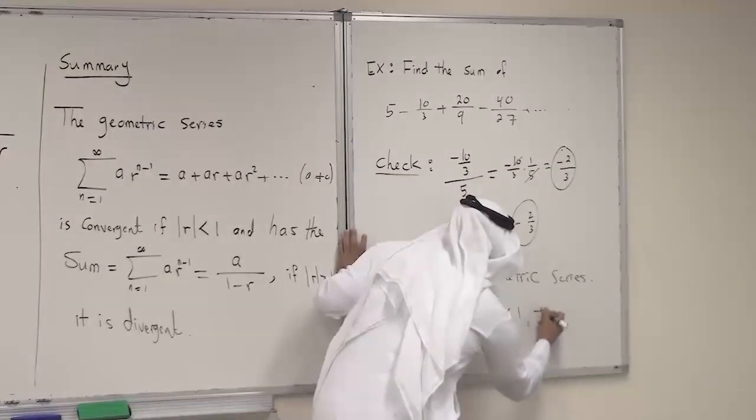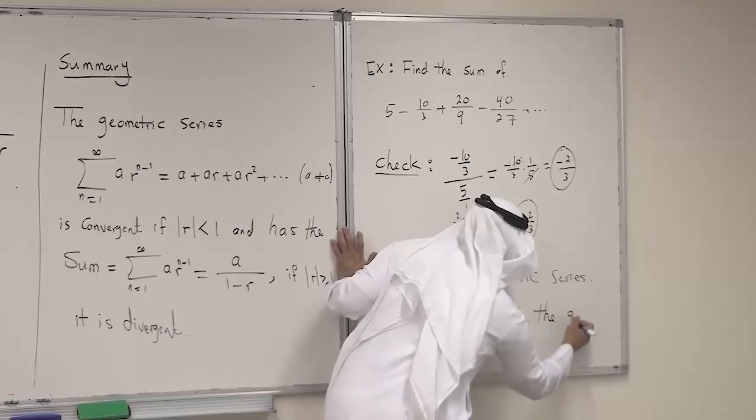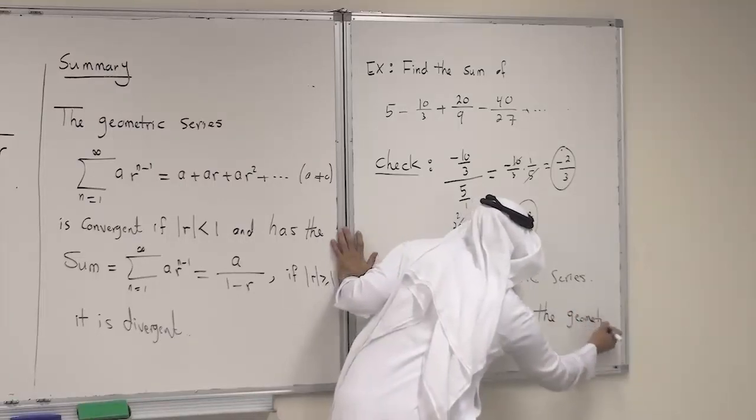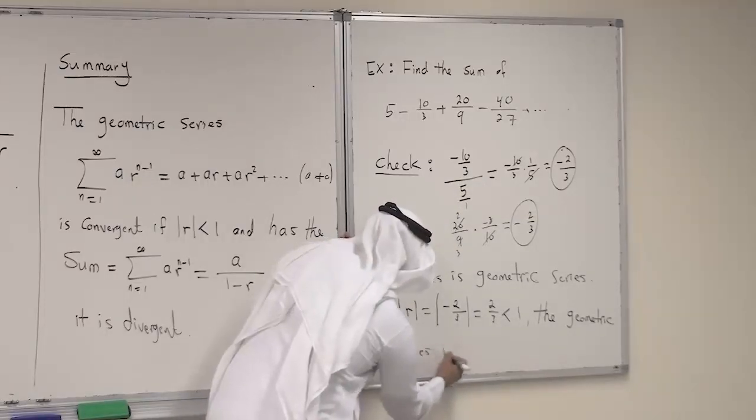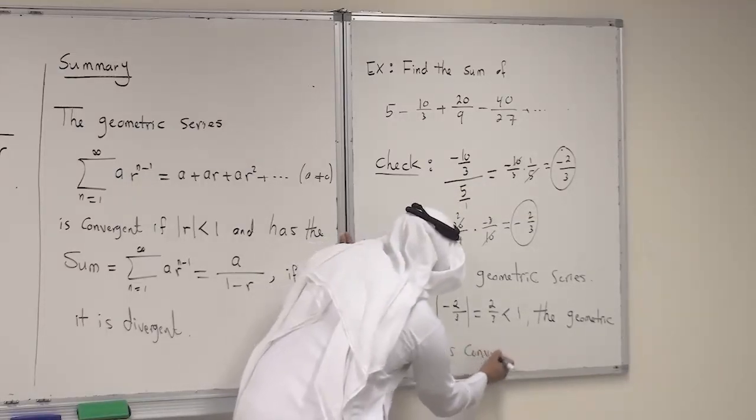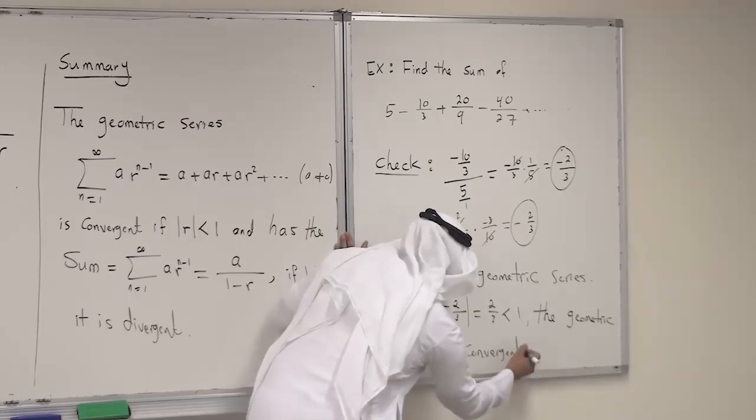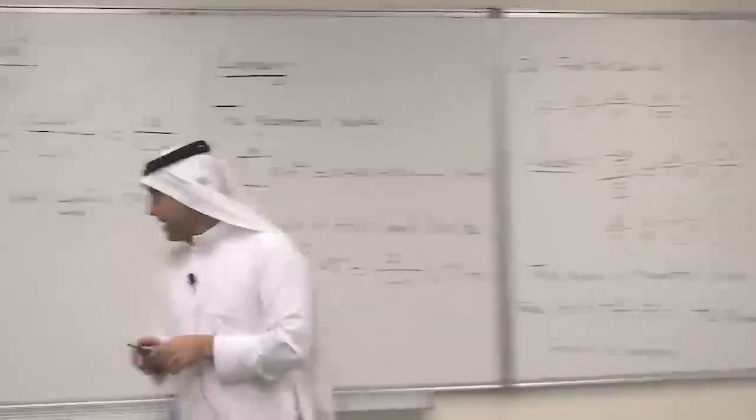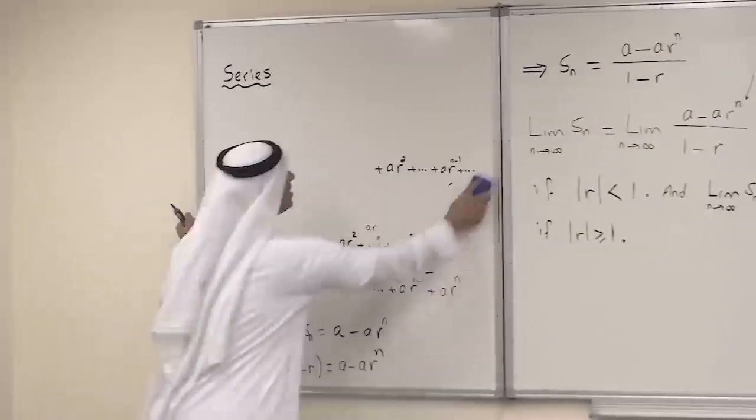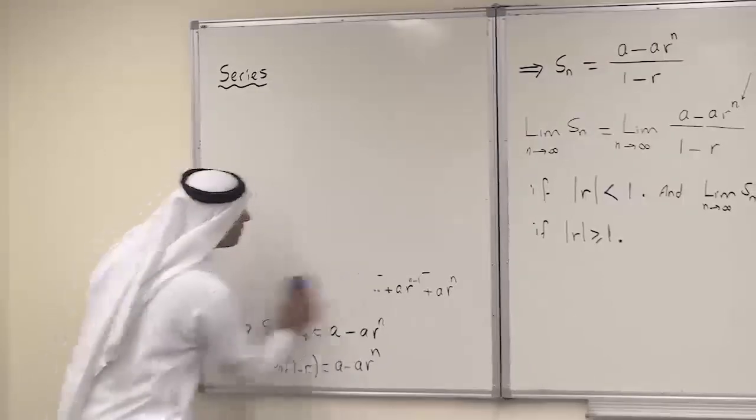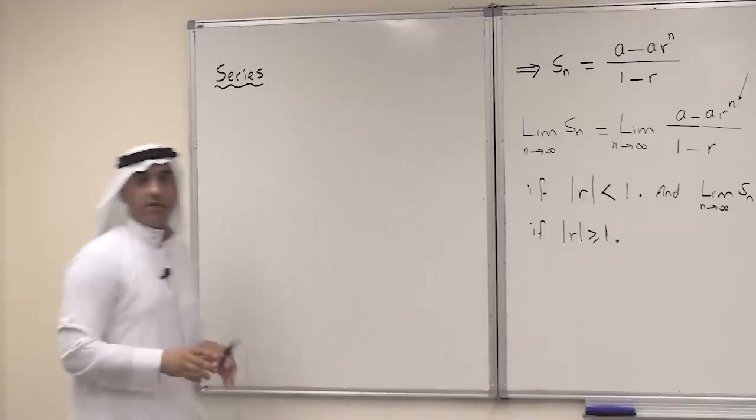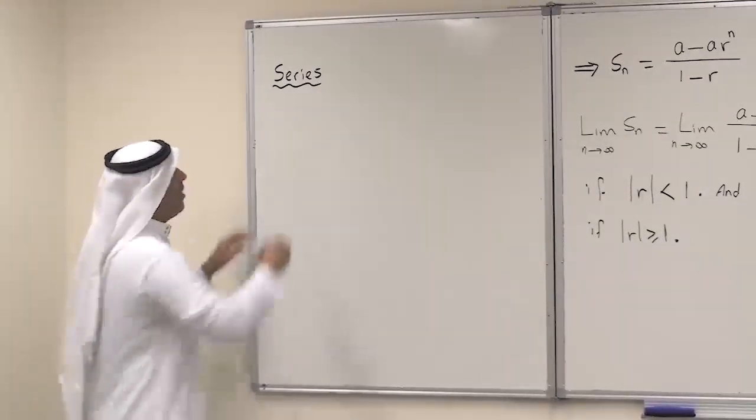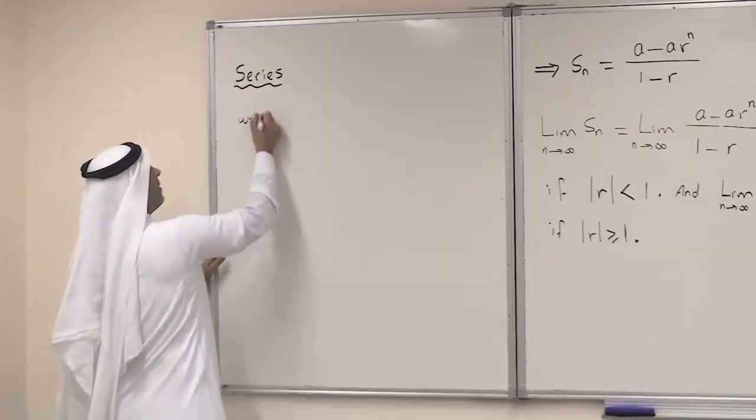So the geometric series is convergent. Not only convergent, it also has a sum in that case. If we have a convergent geometric series, that is one of the most beautiful series we have, where we can find the exact sum. Not only do we know it is convergent, we know what the exact sum is. What is the sum?